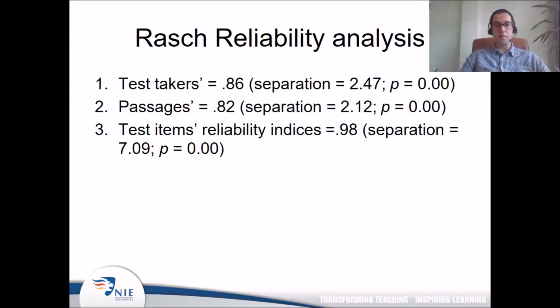In the same way, the passages were also different from one another. There were at least two levels of separation. And finally, the test items were absolutely different from one another. That's also good because it shows that there was a range in the difficulty, and probably that also indicates that there was a range in the difficulty of the cognitive processes that they were measuring.